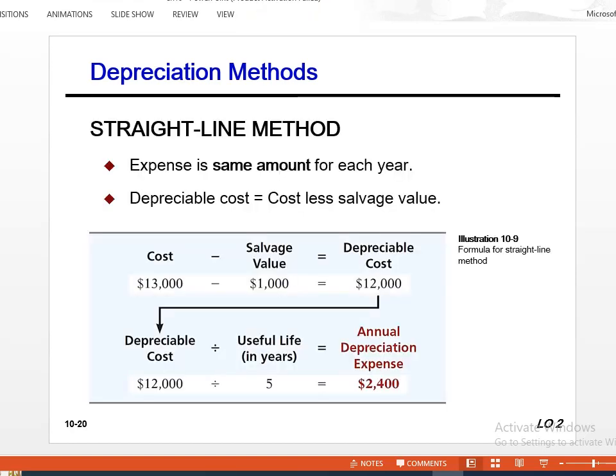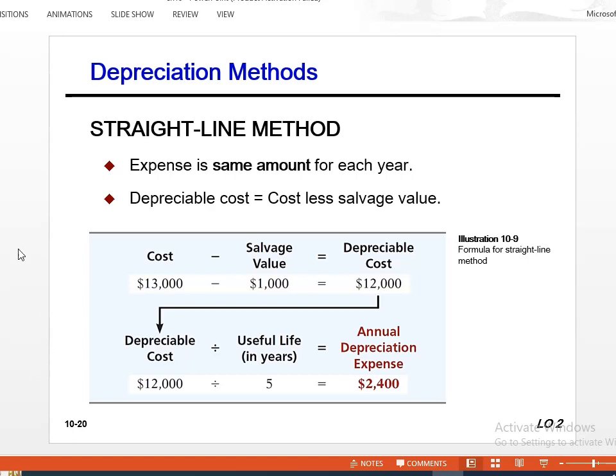Straight line depreciation method is known as straight line because the depreciation expense remains the same throughout the life of the asset. It does not change. How do we calculate it? We calculate it with the help of depreciable cost. What is depreciable cost? The cost of the asset which you have to depreciate. So cost minus salvage value, because salvage value you're going to recover at the end of the life. So remaining is depreciable cost.